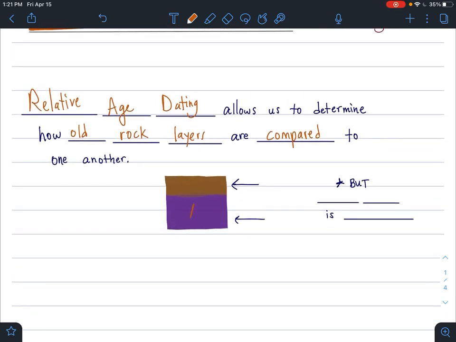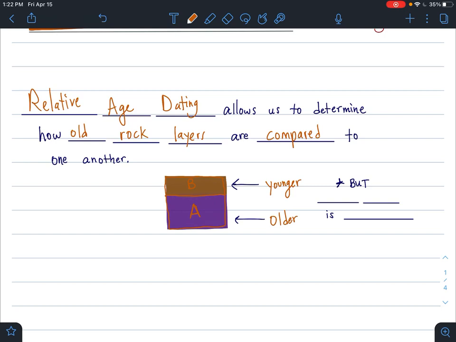So if we see this purple here, let's label this as layer A. You can go ahead and draw this in your science notebook, and the brown one will be layer B. Now, A had to be in place before layer B could form on top of it. So therefore, layer A is actually an older layer. So A would be older and B would be a younger layer because B had to settle on top of layer A.